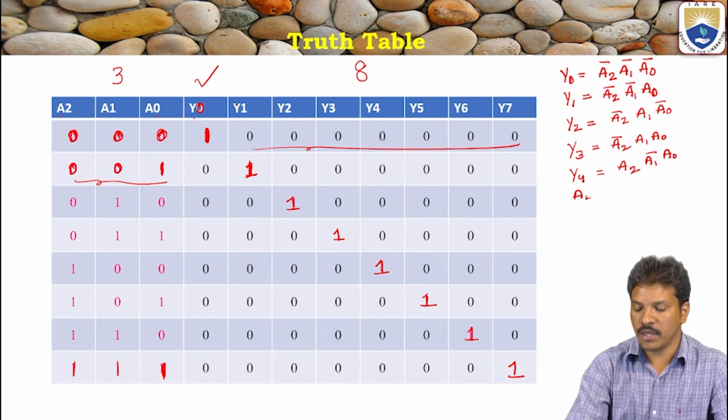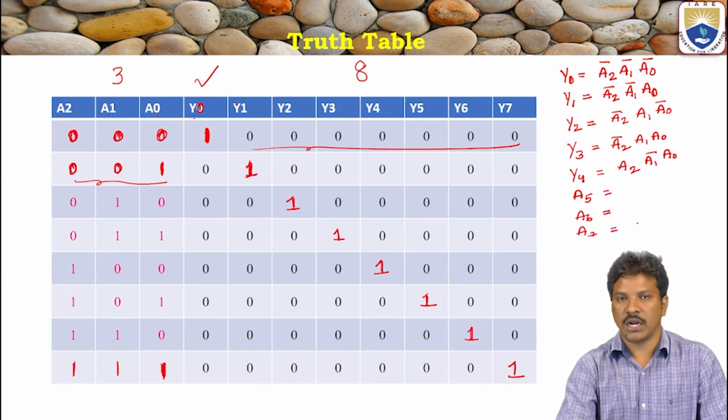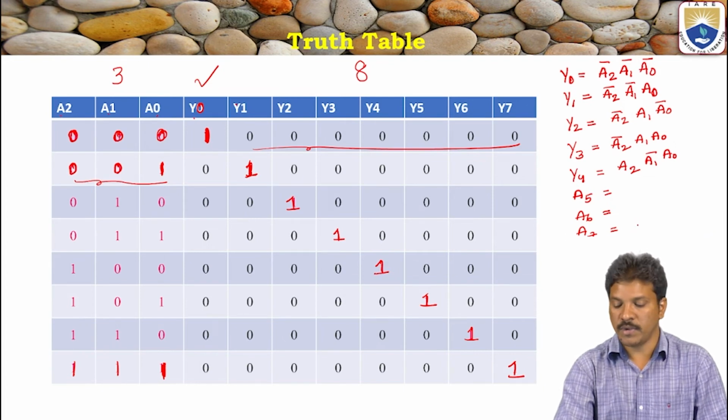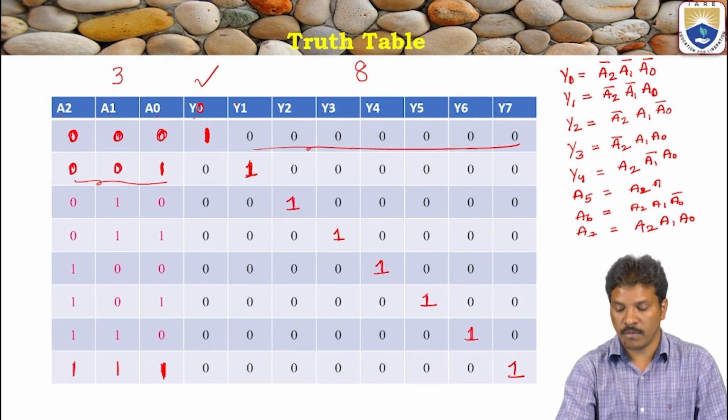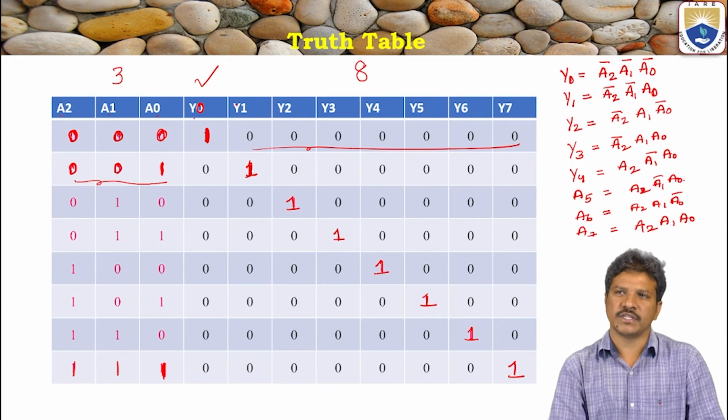Likewise, we can write down Y5, Y6, Y7. Y7 is 111, which means all are uncomplemented: A2, A1, A0. Y6 is A2, A1, A0 bar. Y5 is A2, A1 bar, A0. So likewise, we can write down the Boolean function.